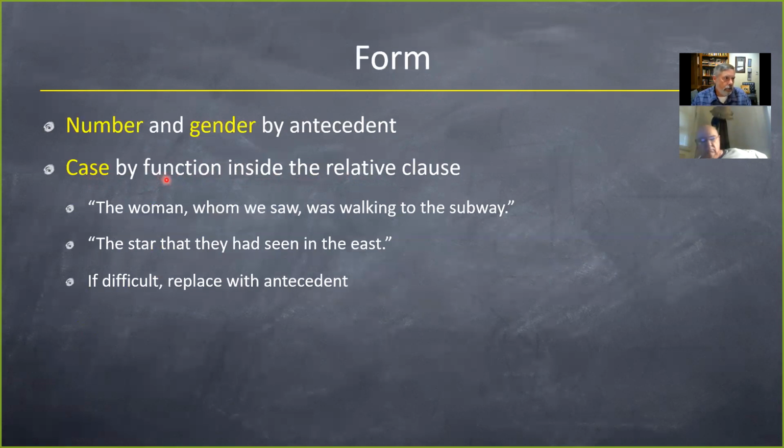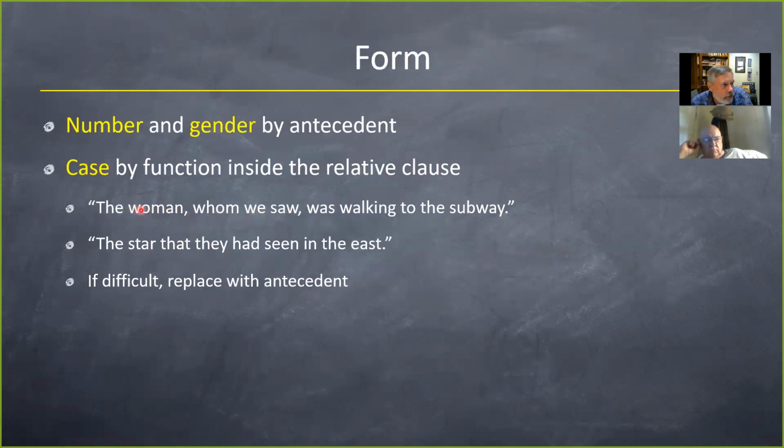Here's an example. The woman whom we saw was walking to the subway. Well, without the clause it would be the woman was walking to the subway. Okay? There's a relative clause. It's dependent. It cannot stand alone. Whom we saw. Here's the trick. In the Greek, this whom would be feminine because it's describing the woman. It would be singular because it's describing a single woman. But the woman is in the nominative case. This would not be nominative. And the reason it's not is because inside the clause, nominative is we saw. And what do we see?